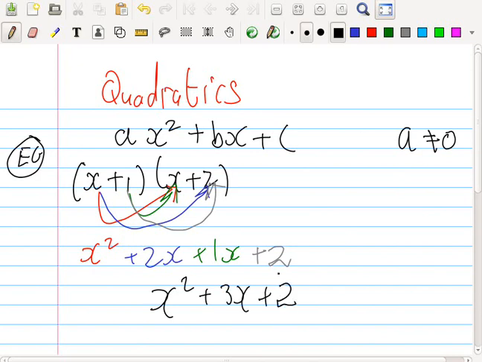So in other words, what I'm trying to show you here is when you multiply a linear by a linear, you get a quadratic. And what is the verb that describes going from here down to here? Expand. Expand, yeah.